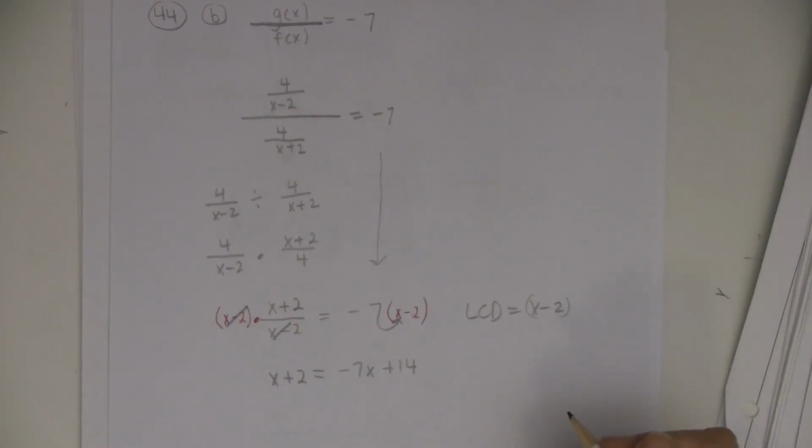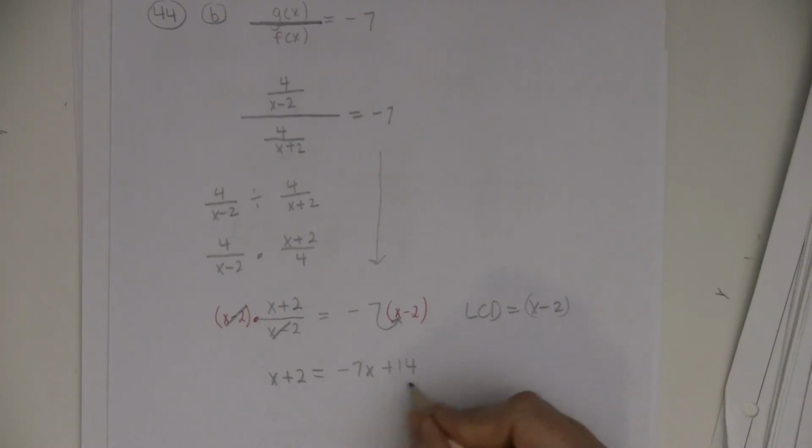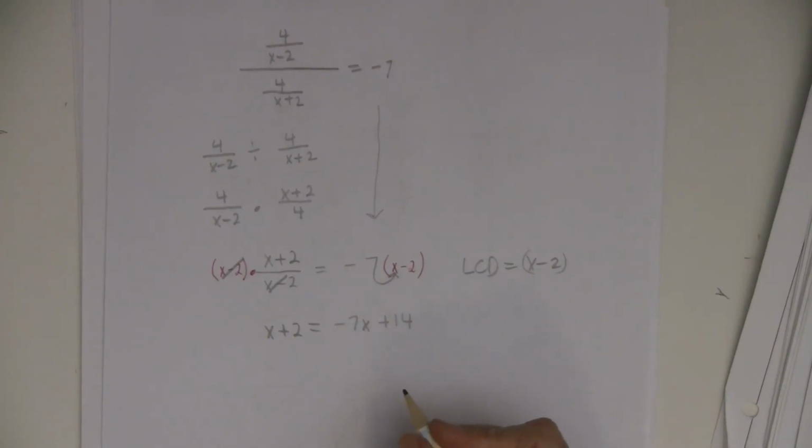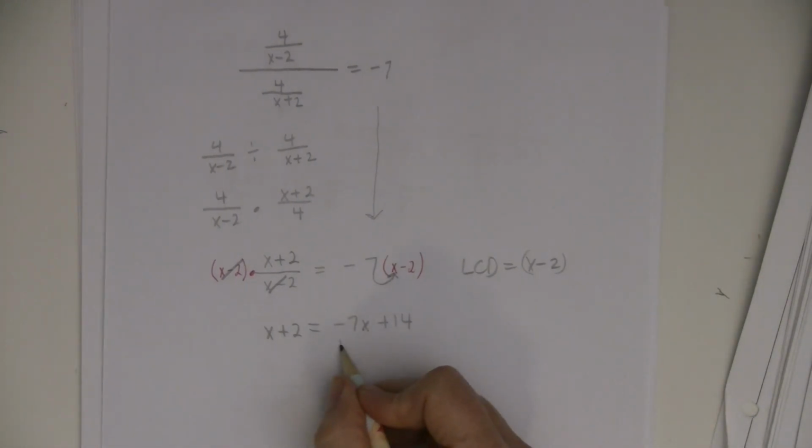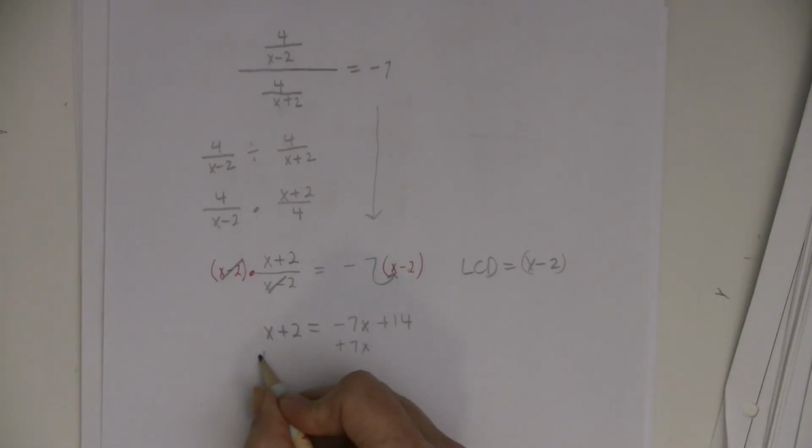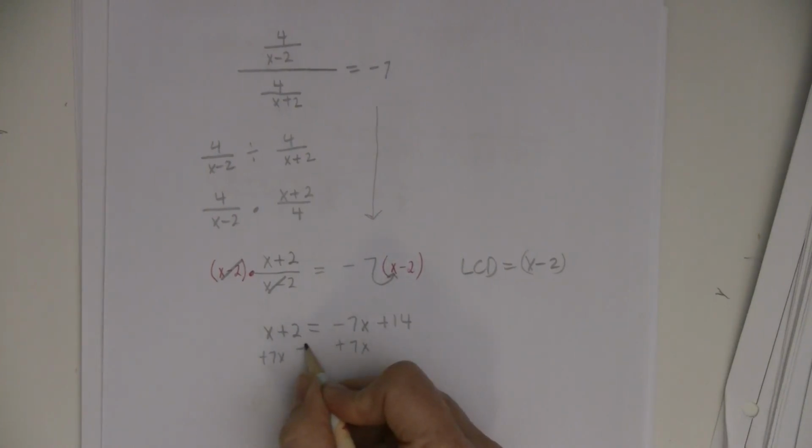And then now I'm all, oh, it's not fractions anymore. I got rid of the fractions. Yay. Now it's degree 1. And degree 1, linear, you got to get them separated. So I'm going to get the x's on one side and the non-x's on the other. So I'm thinking about adding 7x and taking away 2.